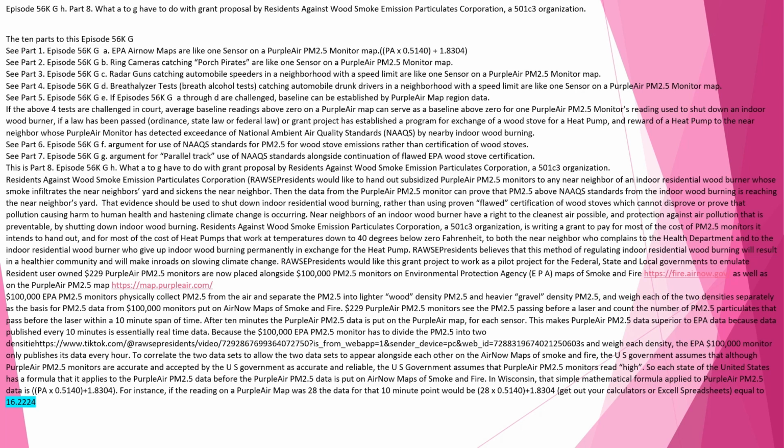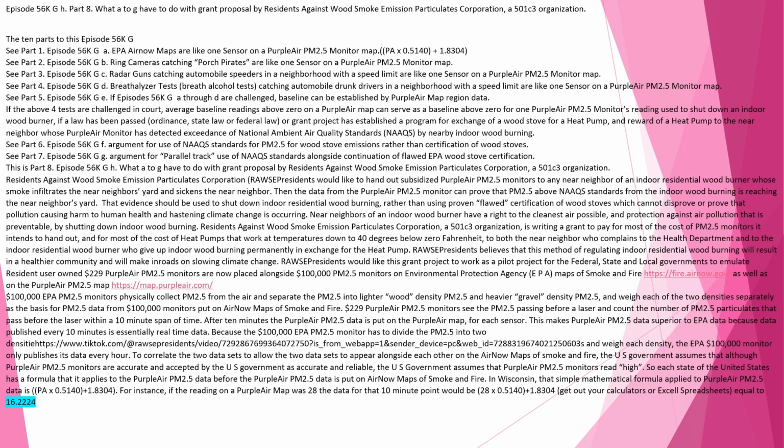See Part 1. Episode 56, KGA, EPA Airnow maps are like one sensor on a PurpleAir PM2.5 Monitor map, PAX 0.5140, plus 1.8304. See Part 2. Episode 56, KGB, Ring cameras catching porch pirates are like one sensor on a PurpleAir PM2.5 Monitor map. See Part 3. Episode 56, KGC, radar guns catching automobile speeders in a neighborhood with a speed limit are like one sensor on a PurpleAir PM2.5 Monitor map.